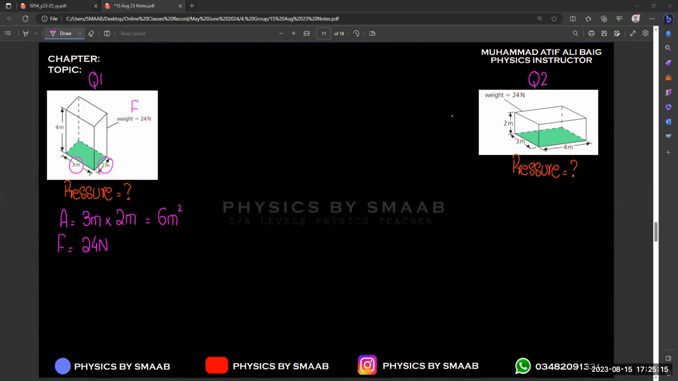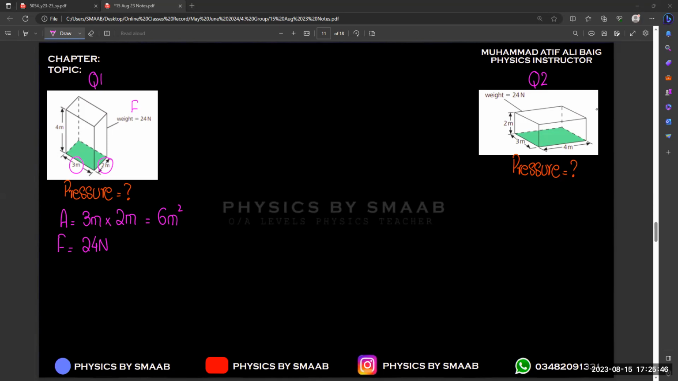Done, sir. Okay, very good. And also find out the pressure for the second. Done. Okay. So what you observe is that the pressure in the second diagram is less than the first one, right? Because your answer of pressure in question number two is less than question number one.